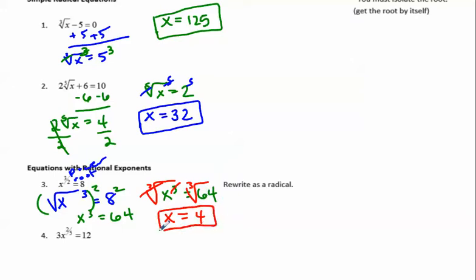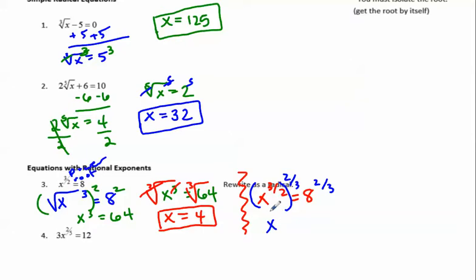Alright, if you like that method, you can ignore this other method, but this might be the way your teacher taught you. If you have x to the 3 halves equals 8, another thing you can do is raise both sides to the reciprocal of 3 halves. So that would be to the 2/3. And the reason this works is because if you have power to a power, you multiply your exponents, and 3 times 2 is 6, and 2 times 3 is 6, so you get x to the 6 over 6, which is just 1, x to the 1.